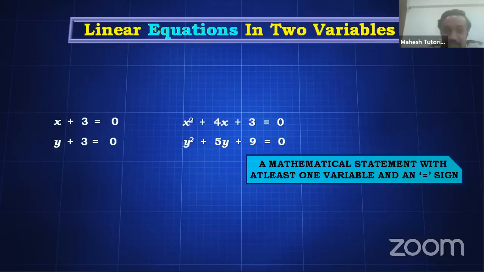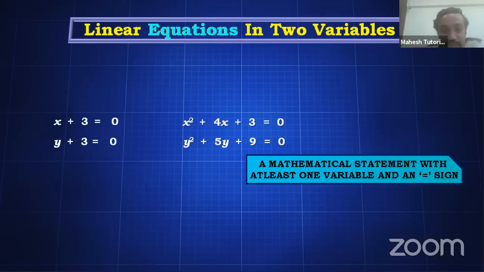Moving towards the next example: y square plus 5y plus 9 is equal to 0. Now students, tell me whether this mathematical statement contains any variable. Yes. अच्छा, वैसे कौन सा variable, कौन सा alphabet दिख रहा है? y. All right. So the first condition is satisfied. It has at least one variable. Now tell me whether this mathematical statement contains an equal to sign. Yes. Even the second condition is satisfied. If both the conditions are satisfied, it means even this mathematical statement is an equation. Very good.